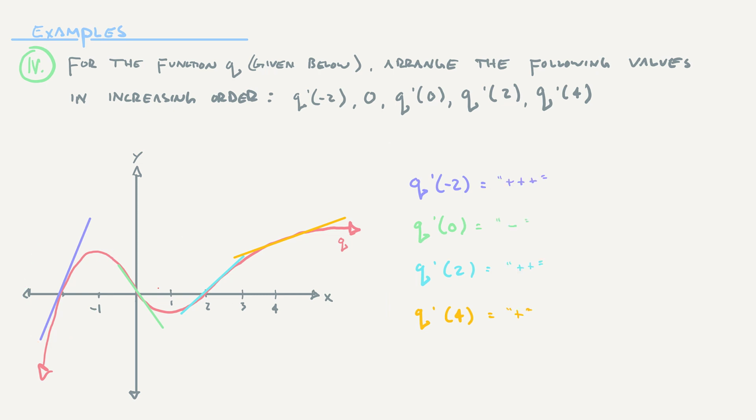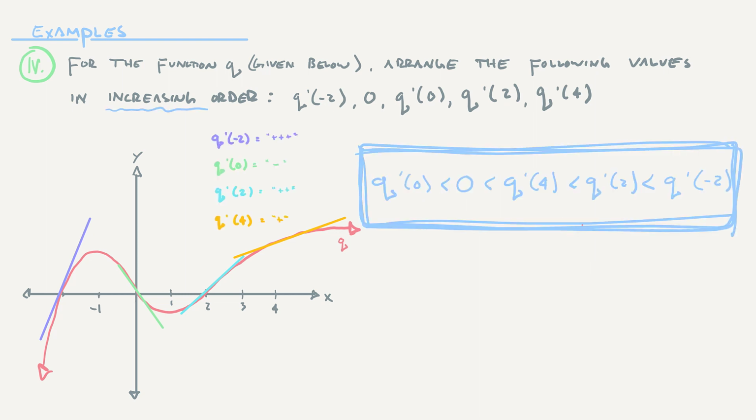So I did this. This is not scientific at all, but I was like, oh, this is the most positive, so I gave it 3 plus signs. This is the second most positive, so I gave it 2 plus signs. So this is just positive, and it's the smallest positive slope, just comparing things visually. And then this one was negative.